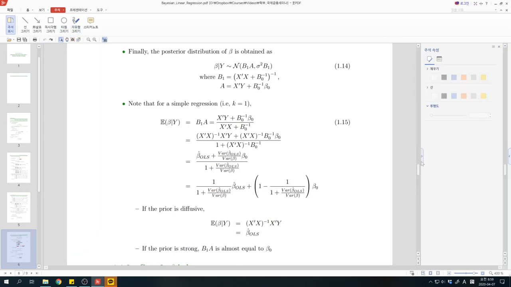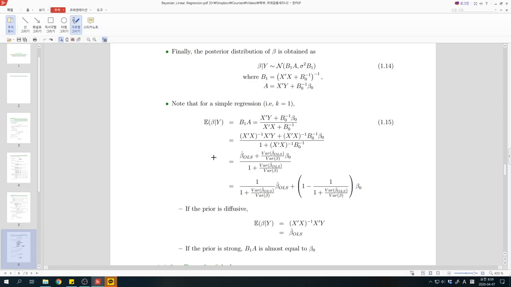In contrast, if this is very large, this term is very large, whereas this term is very small. Just suppose this is 0. Then this term will be infinity. Then 1 over 1 plus infinity, what happens? This term is 0. The weight on beta hat OLS is 0, and the weight on beta 0 is 1. So it means the posterior mean is equal to beta 0.